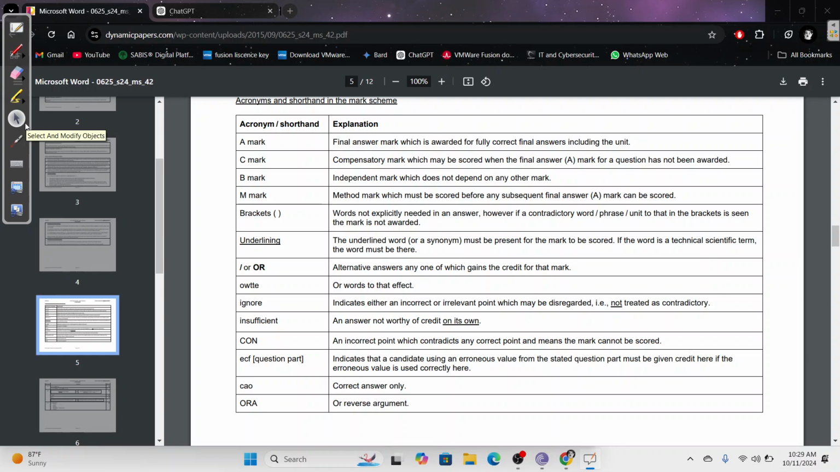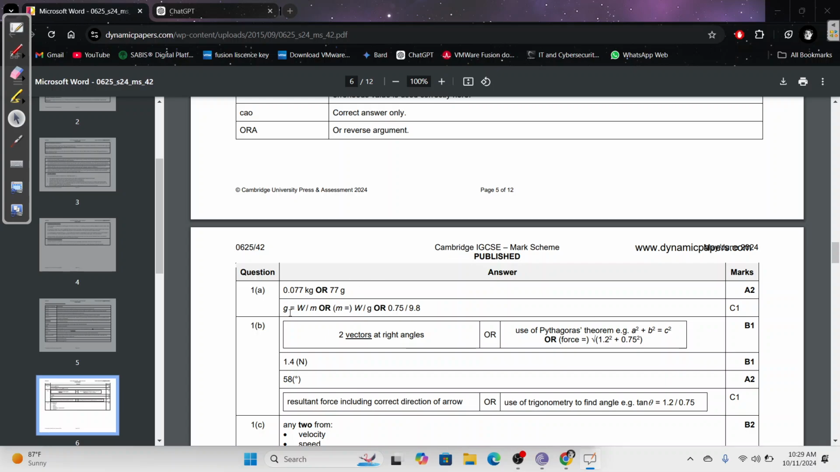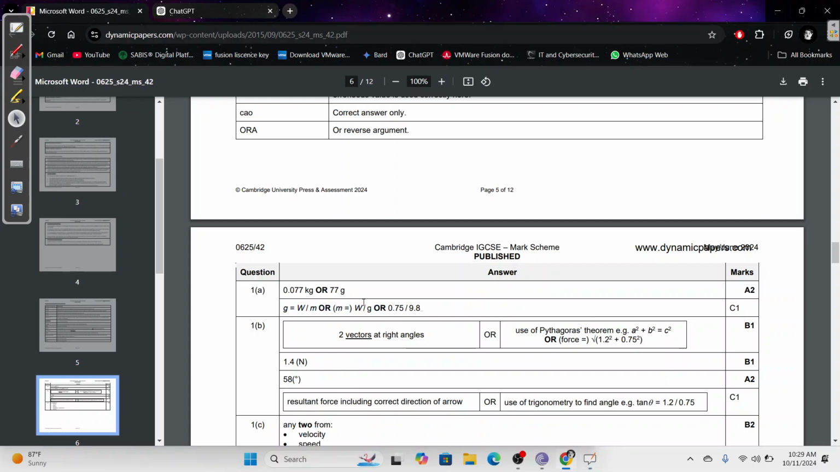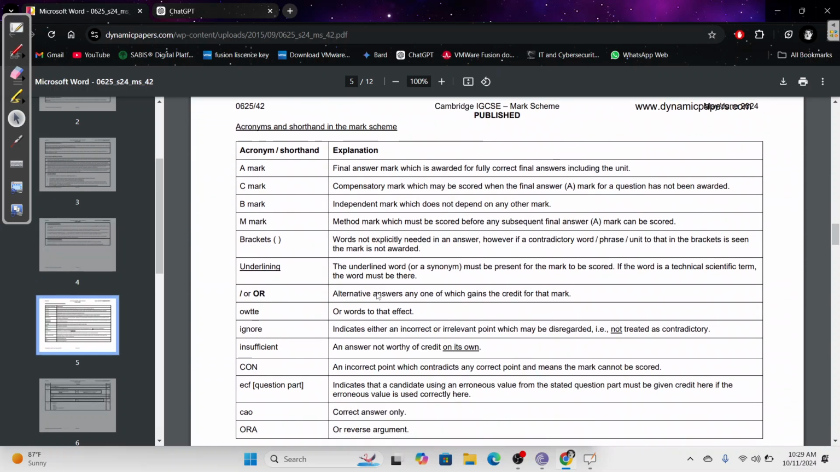Compensatory mark, which may be scored when the final answer A mark for a question has not been awarded. Okay, let me look for an example here. Say you wrote this down, right? You wrote this mark, but you didn't write this. You didn't write 77 grams or 0.077 kilograms. Instead of getting A2, you get C1. That's where you get compensated for the mark because you showed your working. That's a compensatory mark, but you didn't get the answer. Or it's this. These are the general cases. They explain it here.